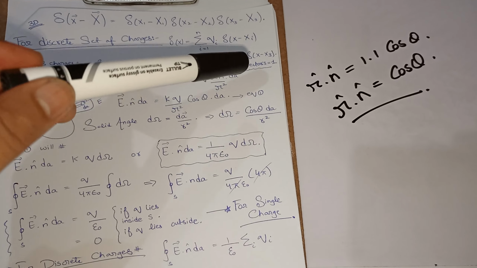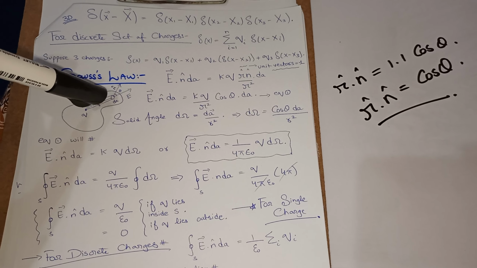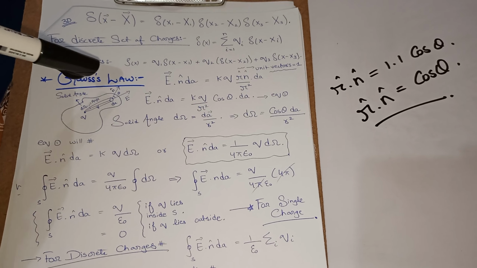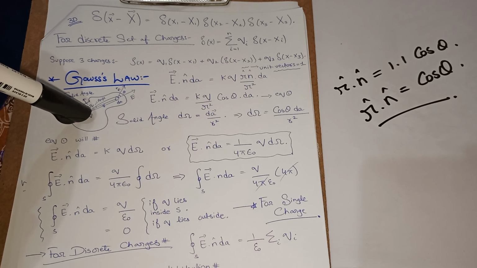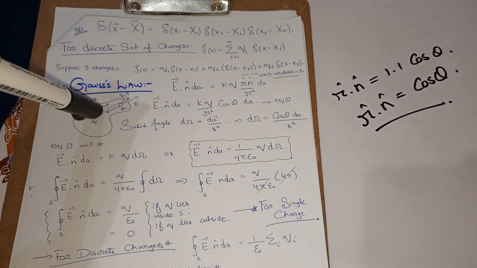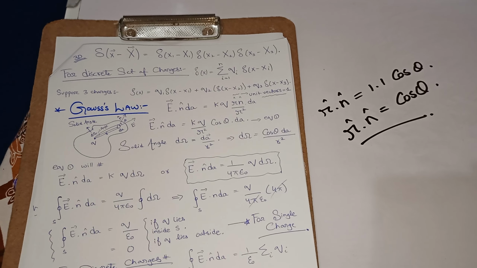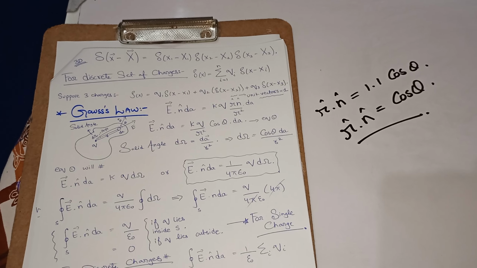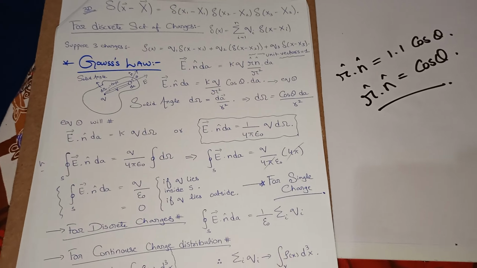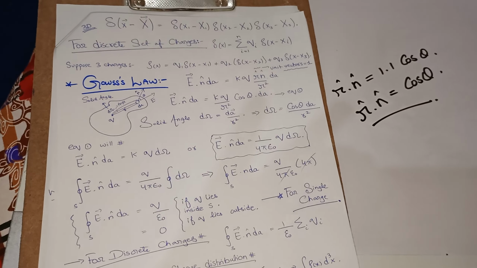So that's why we introduce cos of theta, because there is some angle. You can see there is an angle between the electric field and the unit area, and there is another angle between the charge and the unit area dA, which is d omega. So that's why we introduce cos of theta here. Now your solid angle becomes equal to cos theta dA divided by the distance square between them.